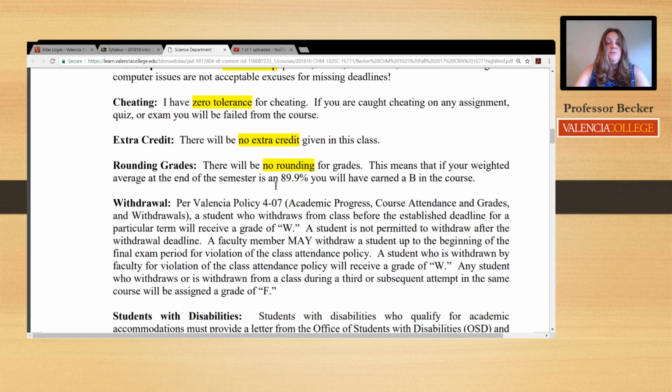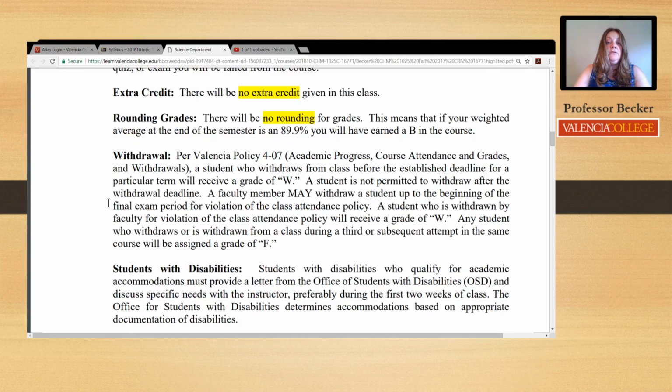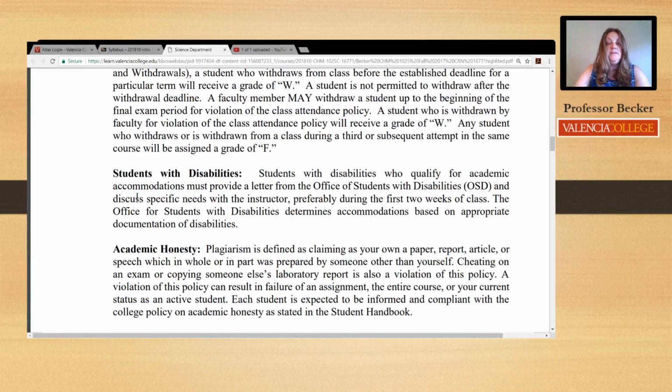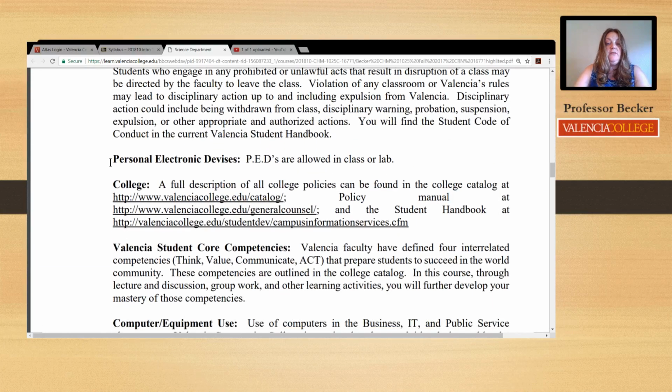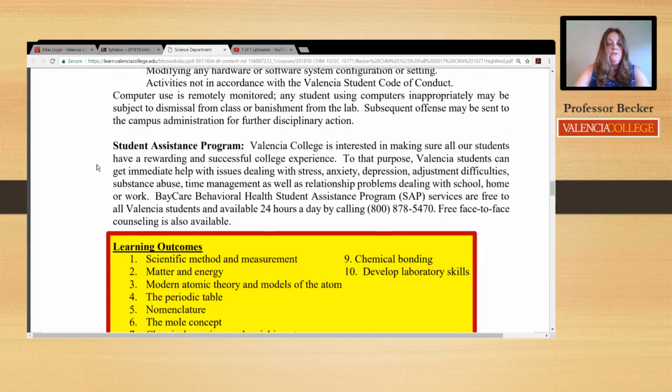What this means is that if you end the semester with an 89.9, you will get a B in this course. You can read the withdrawal policy, but I'd like to point out that the only reason I will withdraw you is due to attendance. Students with disabilities, if you have accommodations, please let me know as soon as possible. Let's go to personal electronic devices. Personal electronic devices such as cell phones, tablets, and laptops are allowed in class. You can read these other statements yourself.